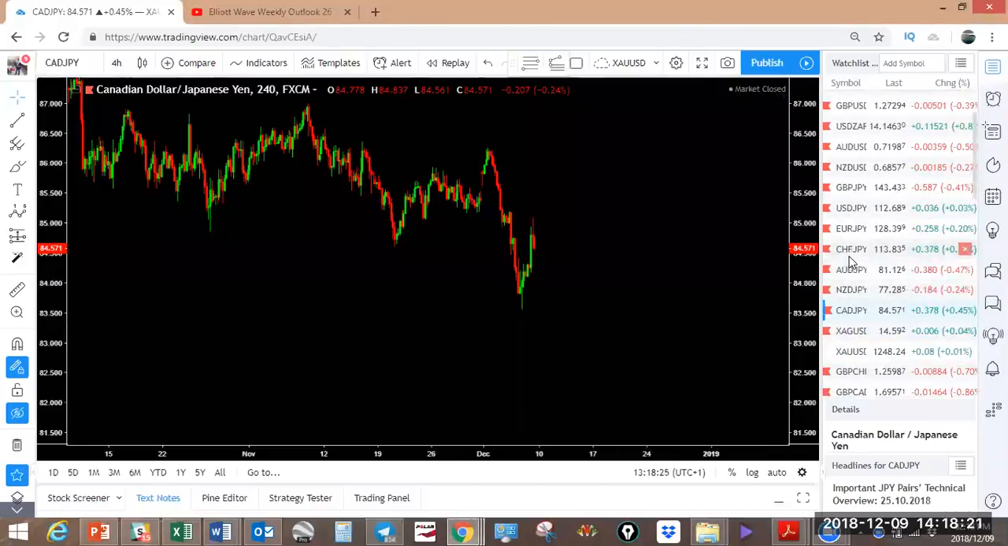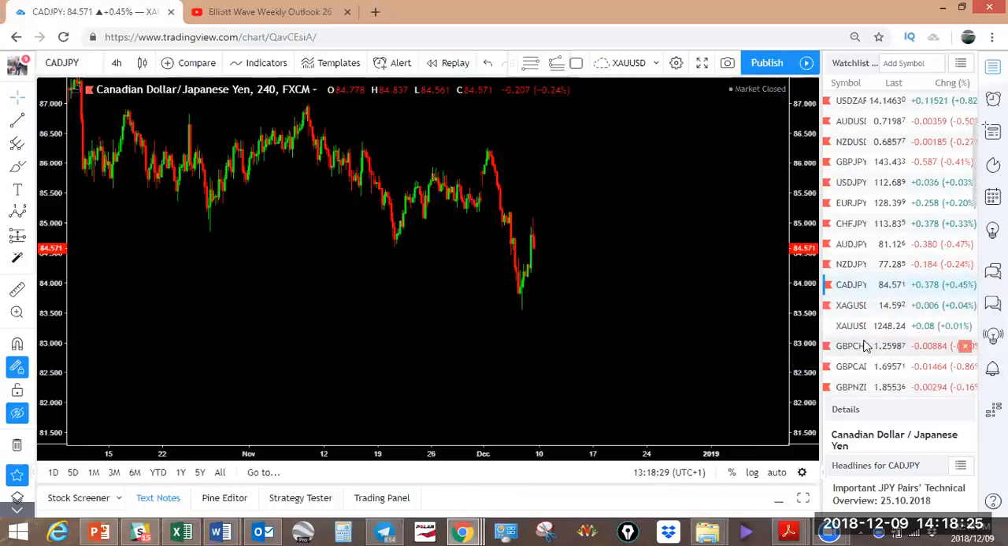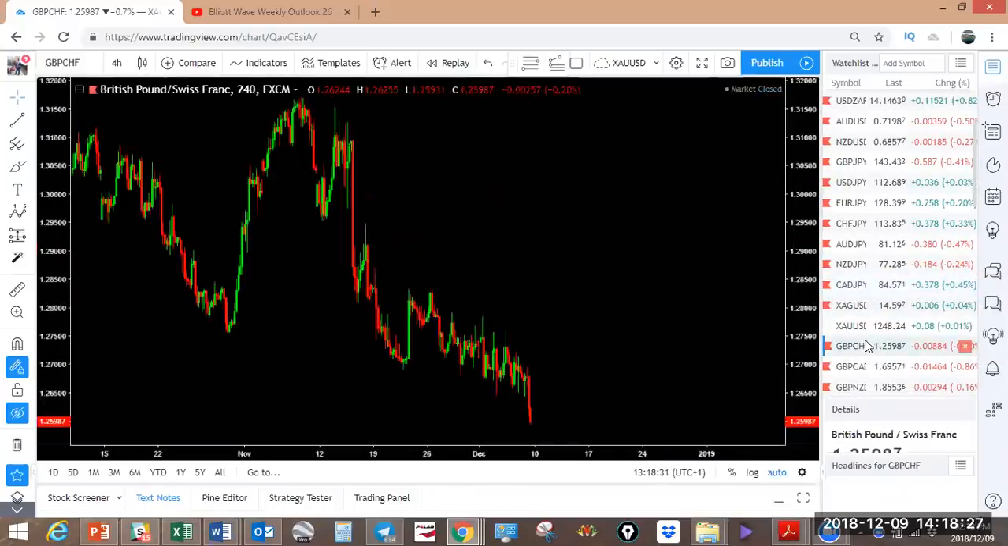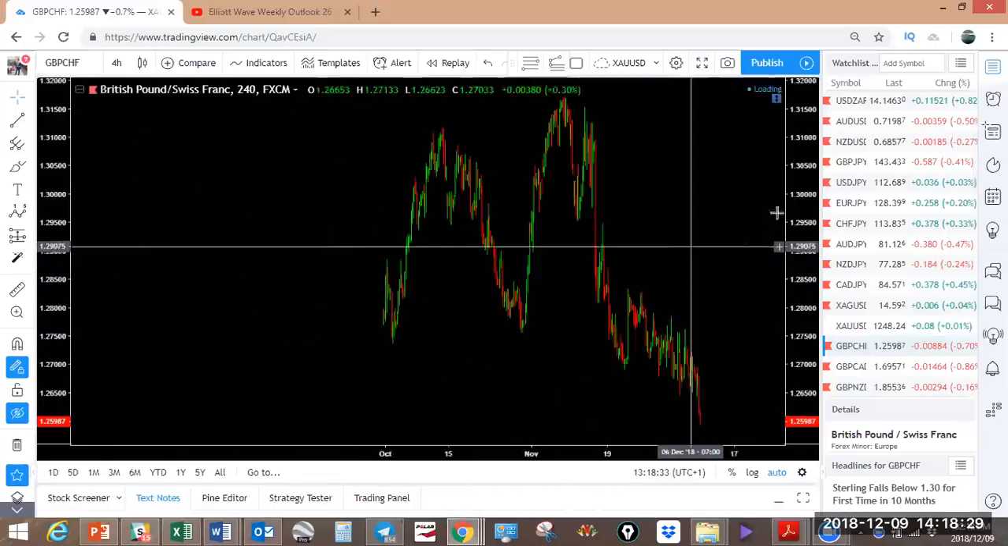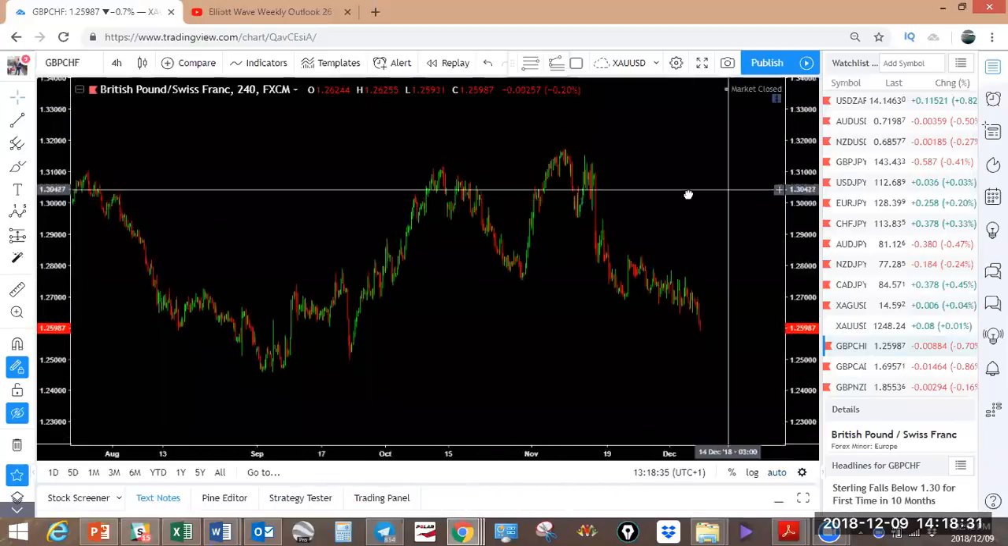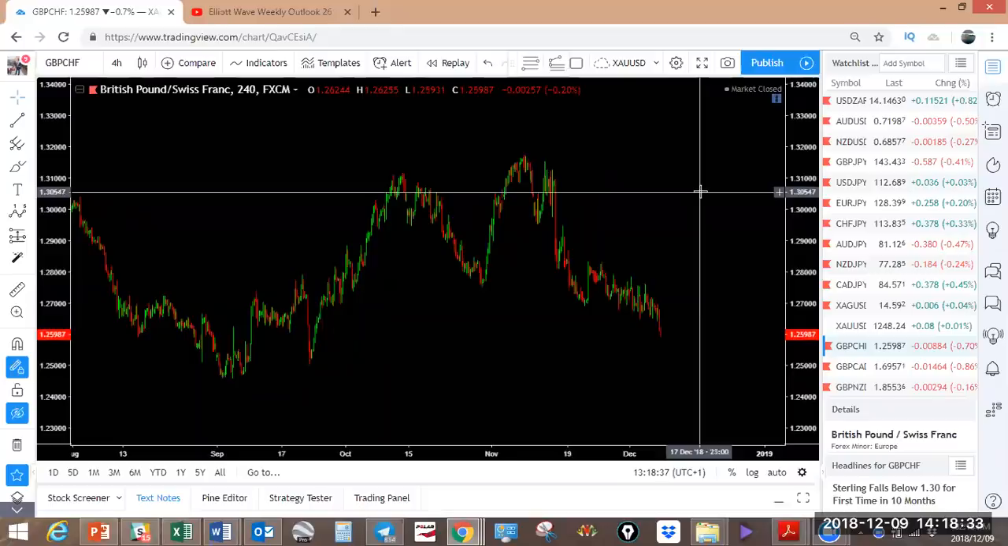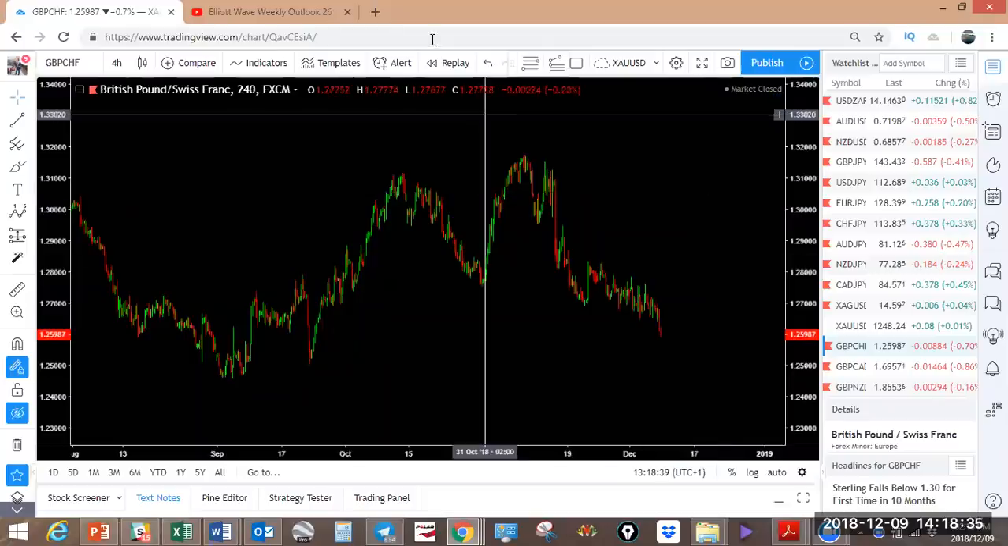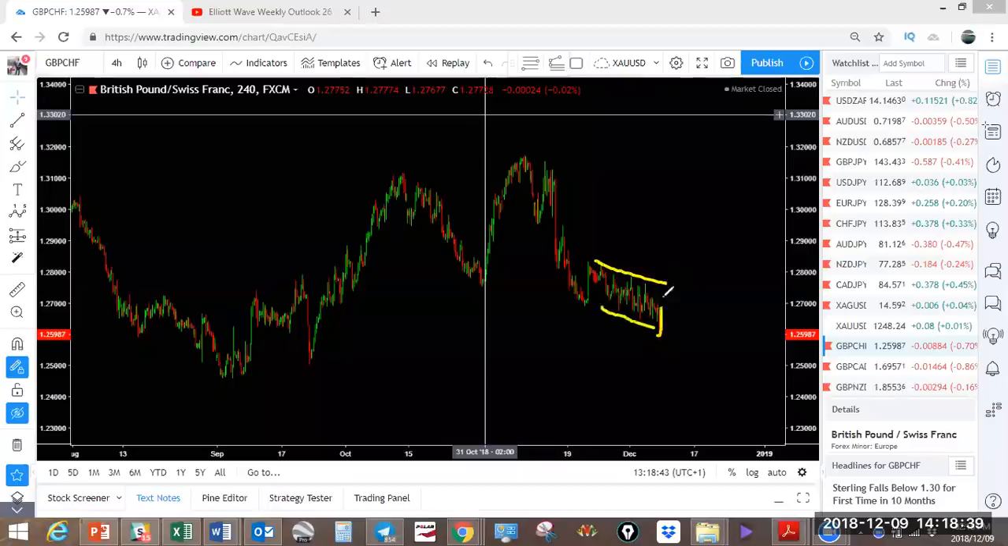Now I think we can look at the pound pairs. We'll start with pound Swiss, same as pound US dollar. As I said, this structure normally, when we trade it, pushes up higher. It reverses in 3 waves, but our indicator is telling us further downside.